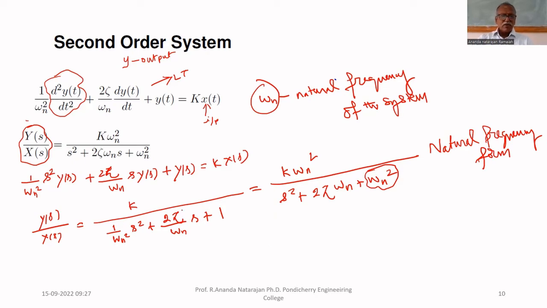This form is called time constant form. The constant term must be 1, where tau square equal to 1 upon omega n square. The coefficient of s square is tau square, the time constant square. The time constant tau equal to 1 by omega n. That is the relation between natural frequency and the time constant.